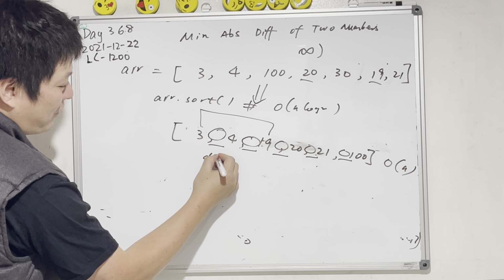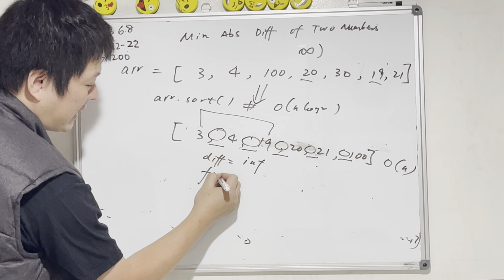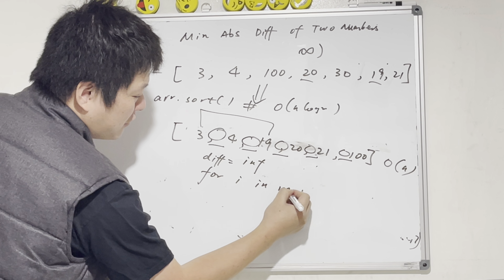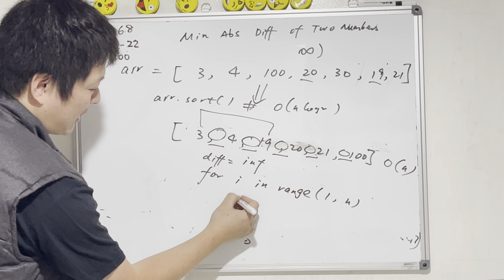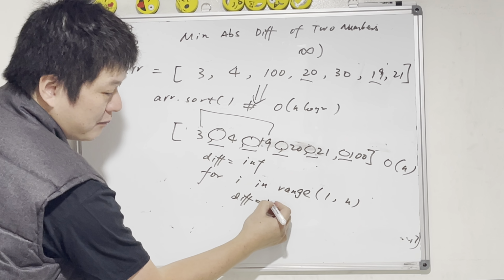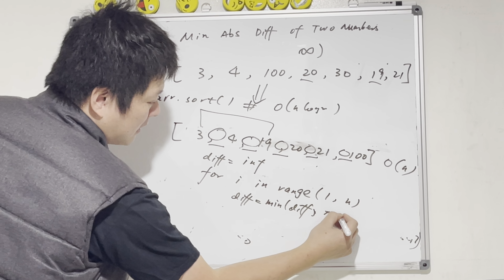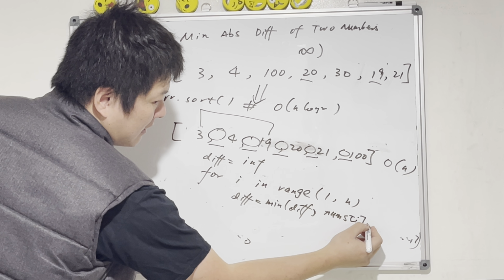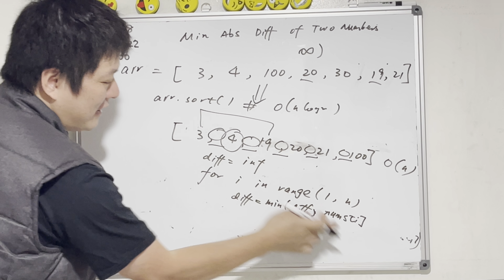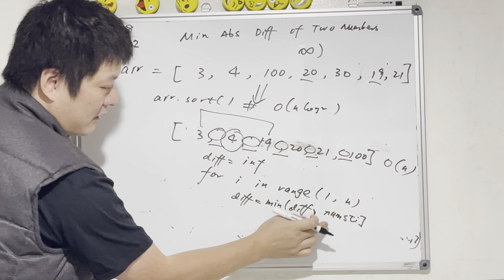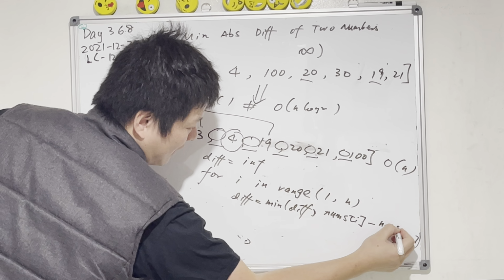So I can just do this: diff equals minimum, again infinity. And I can do this for i in range 1 to n, where n is the length of the array. Then diff equals min of diff and nums[i] minus... I start from here and do what? Eric, can you complete the line? nums[i] and what should we do? Yeah, minus nums[i-1].